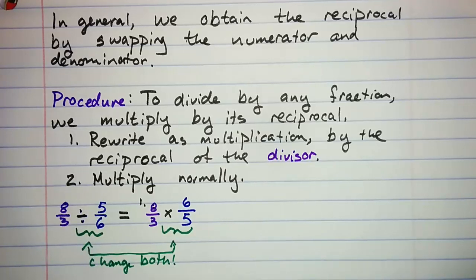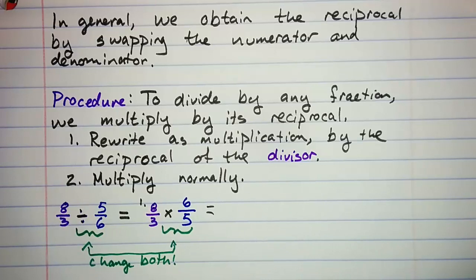Notice, we have to change both things. Multiplying by some number is not the same as dividing by that same number. 6 divided by 2 is different than 6 times 2. The same is true of fractions. Dividing by some fraction is the same as multiplying not by the original fraction, but by its reciprocal. So when we rewrite, we must change both things.